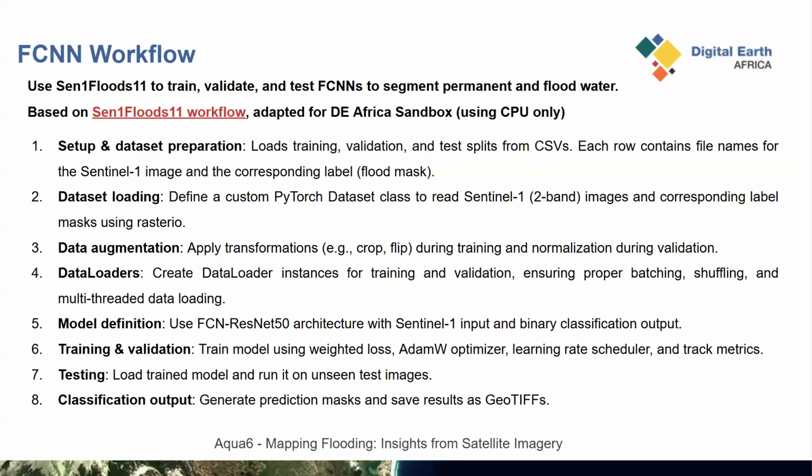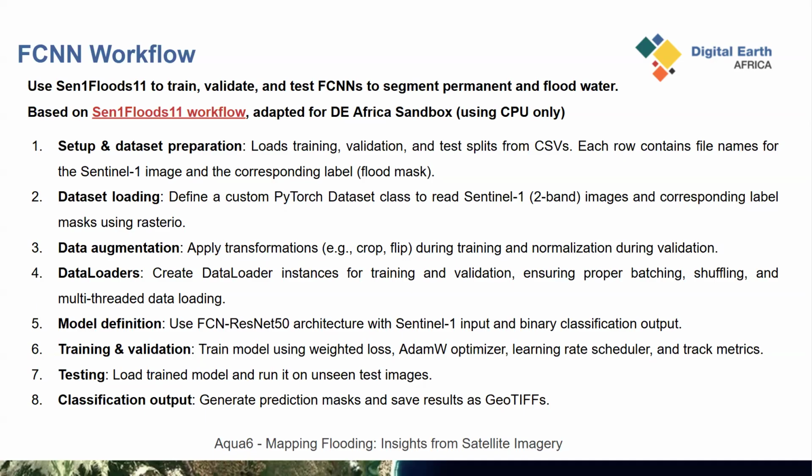The reason for using the Digital Earth Africa platform, although it has limited resources, is because once we've trained the model, we want to leverage the data cube, and then use the model to do flood predictions with the existing time series data that exists on the platform.